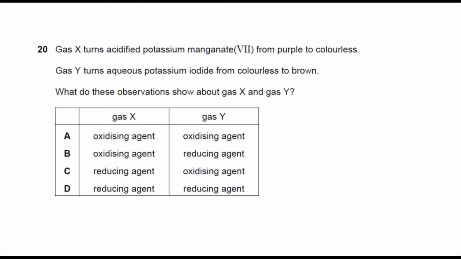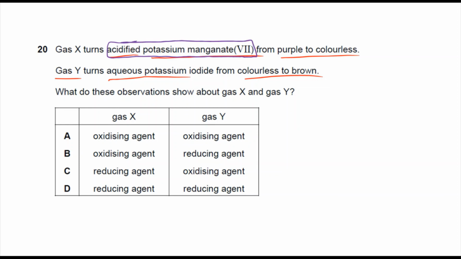Moving on, question number 20. Gas X turns acidified potassium manganate from purple to colorless, and gas Y turns aqueous potassium iodide from colorless to brown. अच्छा, बहुत ध्यान से सुनना ये. Acidified potassium manganate 7, I hope you know and you should know, is an oxidizing agent. Okay, and aqueous potassium iodide, I hope you know and you should know, is a reducing agent.